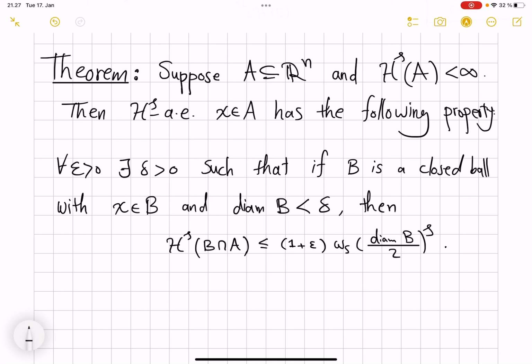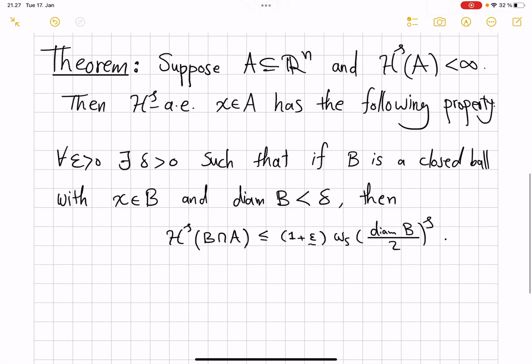It says that if you have a subset A with finite H^s measure, then locally around almost every x in A, we do have an almost isodiametric inequality. The inequality you see here is what we had in the blue boxes, except that the constant is not 1 but 1 plus epsilon. However, epsilon can be chosen arbitrarily small. So let's read this more carefully.